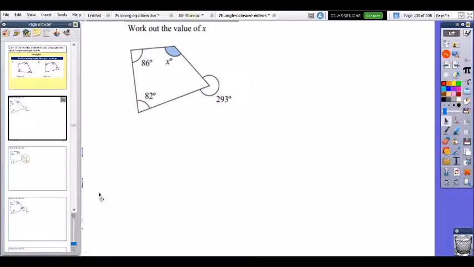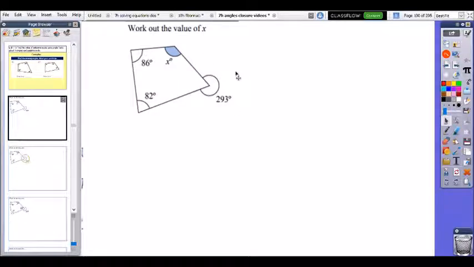In this question we're working out the value of x. If you want to try it yourself, just pause the video. If you want to listen to me, just leave the video running. At the moment I can't figure out the value of x yet. However, there's a couple of steps I can do to get it. The first thing I'm going to look at is this vertex here.